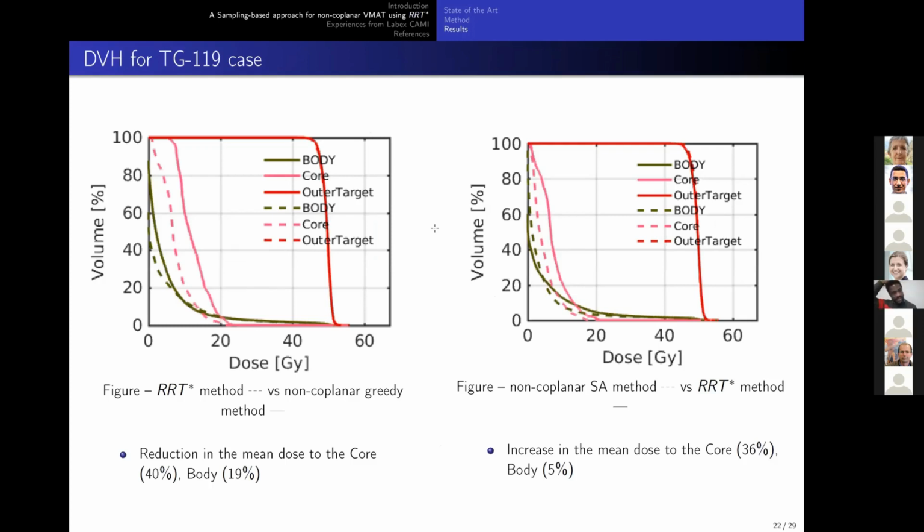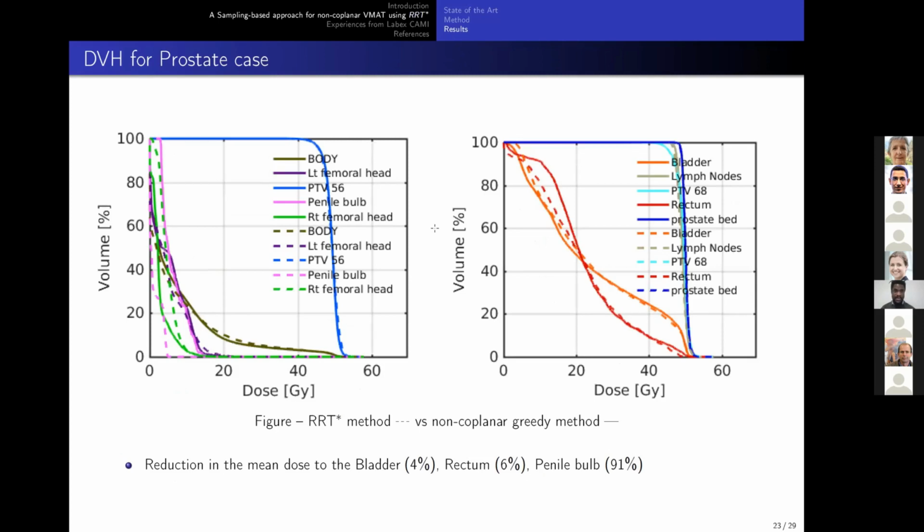So we also saw that, for example, for the DV19 case, we had reductions in the mean dose to the core by 40% and reductions to the body by 19% when we are using the RRT star method compared to the greedy method. But compared to the simulated annealing method, we're not better in terms of the results. For the prostate case, we also saw the same trend in terms of that we have a better result compared to the classical greedy method, but it's not better than the simulated annealing method that we proposed previously.